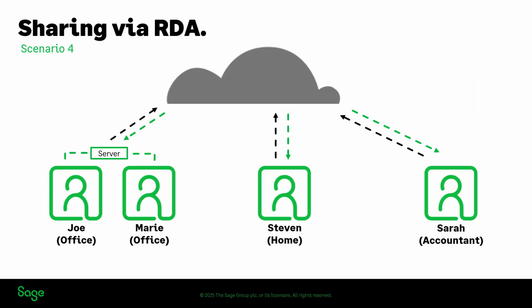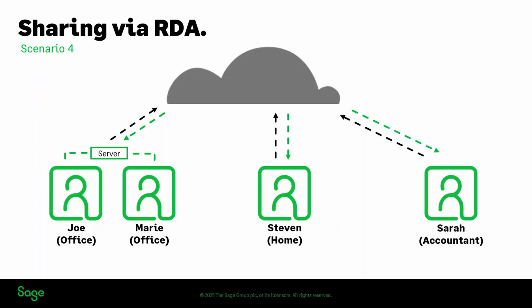Okay, so let's have a look at our last scenario before we move on to some video demonstration. Here in scenario 4, you have a server involved. So you can use remote data access alongside a server. In this example, you have Joe and Marie in the office and they are working from the server.